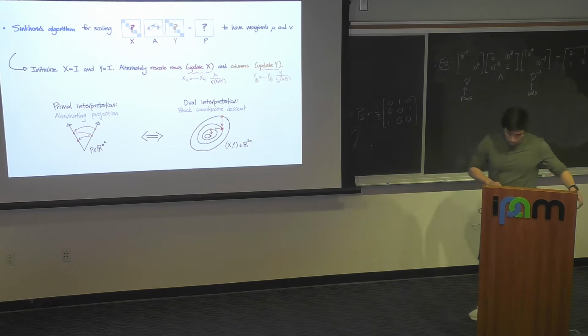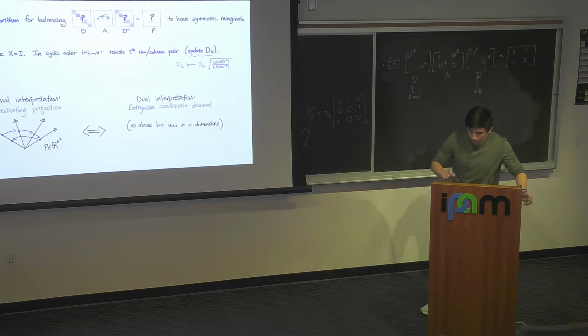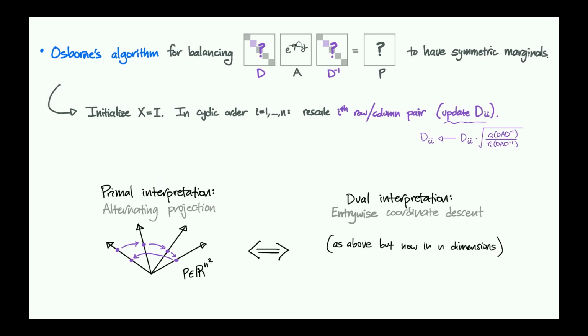All right, so this is probably familiar to most folks here. Let me tell you about Osborne's algorithm, and I'll try to highlight the similarities. So here, as I've said, we have almost the same problem, but we only have one matrix D.